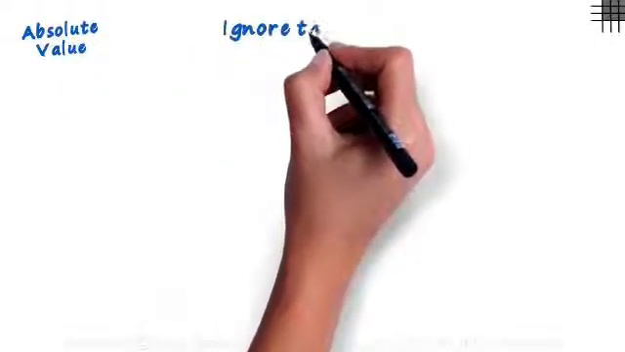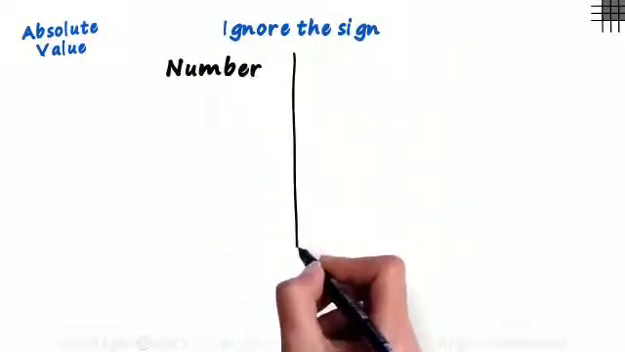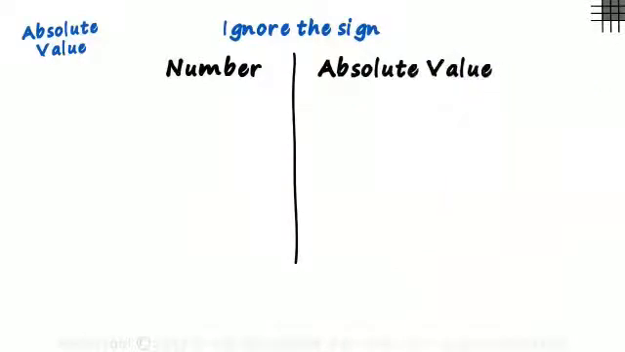Rational number. It's simple. All we have to do is ignore the sign of the number. Let's make 2 columns of the number and its absolute value. Let's consider the rational number 5. Remember, integers are rational numbers too.